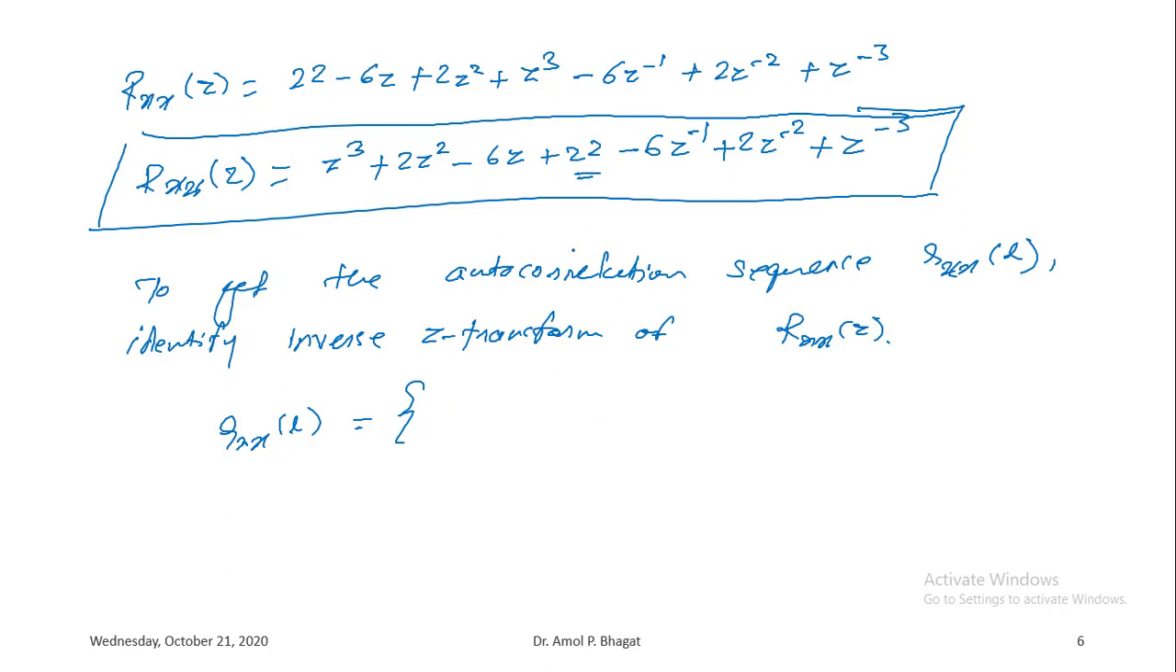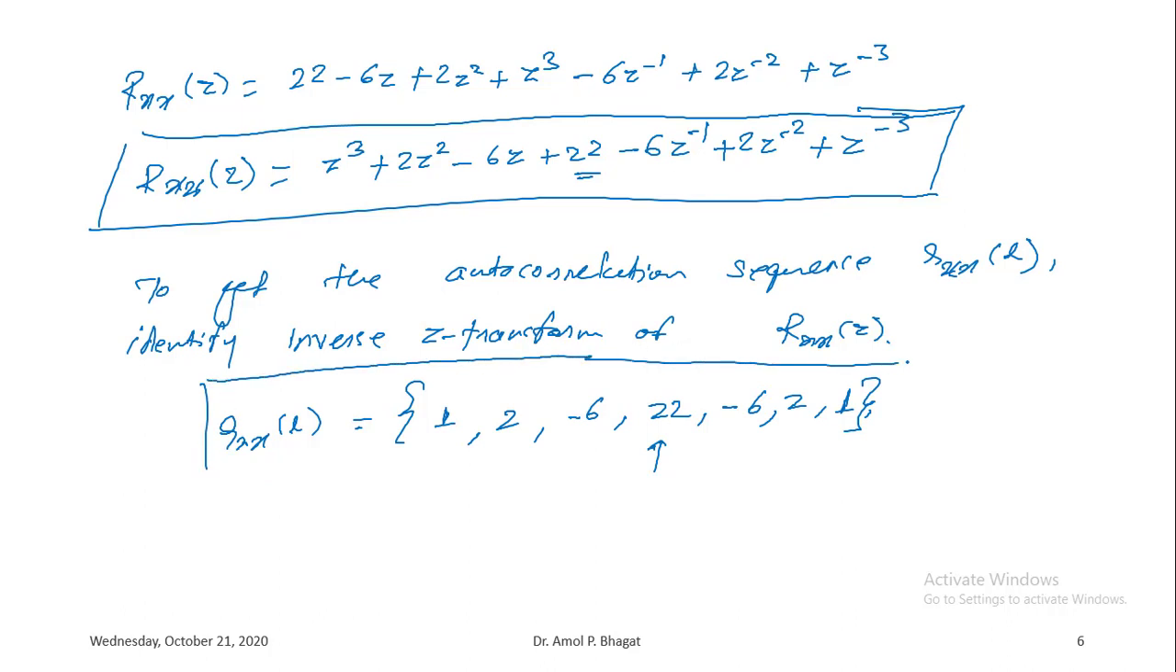Okay, so at origin value is 22, right? At n is equal to 1, value is minus 6. At n is equal to 2, value is 2. At n is equal to 3, value is 1. And similarly at n is equal to minus 1, it is minus 6. N is equal to minus 2, it is 2. And n is equal to minus 3, it is 1. Okay, so this is the required autocorrelation sequence for the given sequence x of n.